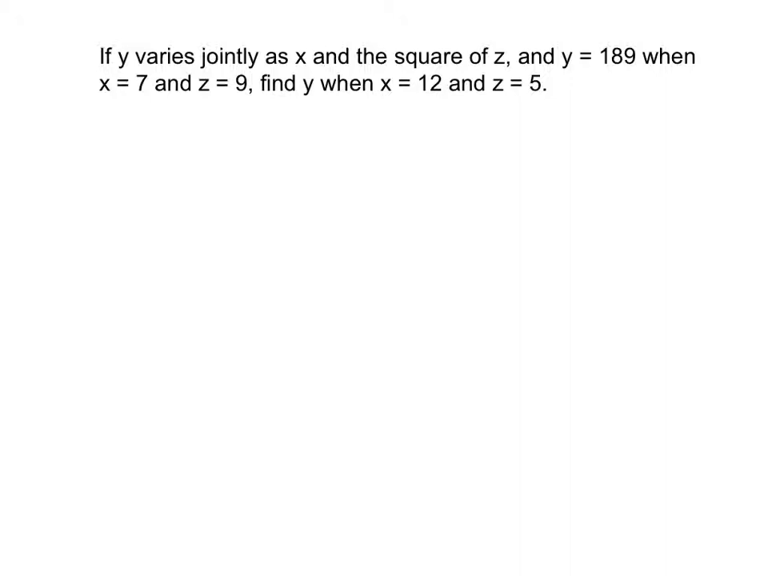Just like with strict direct variation and strict inverse variation, we can vary combined and jointly with things other than just x and y. We can have squares and square roots. So here we have y varying jointly as x and the square of z. So this generic equation is y equals k x z squared. Now we know a particular situation. We know y is 189 when x is 7 and z is 9. So let's plug in those values to find our constant.